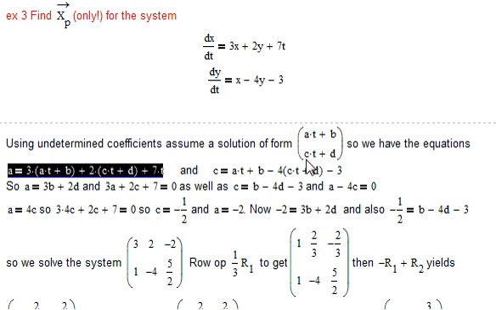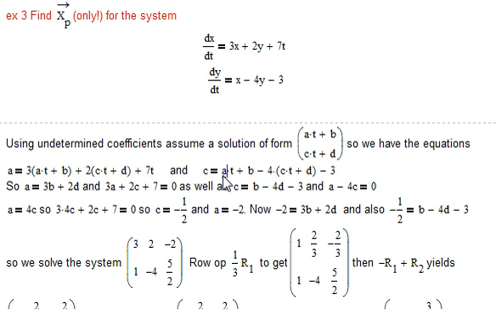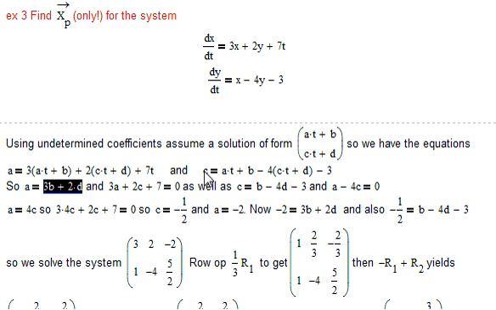And similarly, dy/dt, well, the derivative of that's just c, so c equals x, which is right here, minus 4y, which is right here, minus this 3. This looks pretty ugly, but keep in mind, the terms without t and the terms with t have to be equal. So a equals 3b plus 2d, and the terms with t have to be the same too.